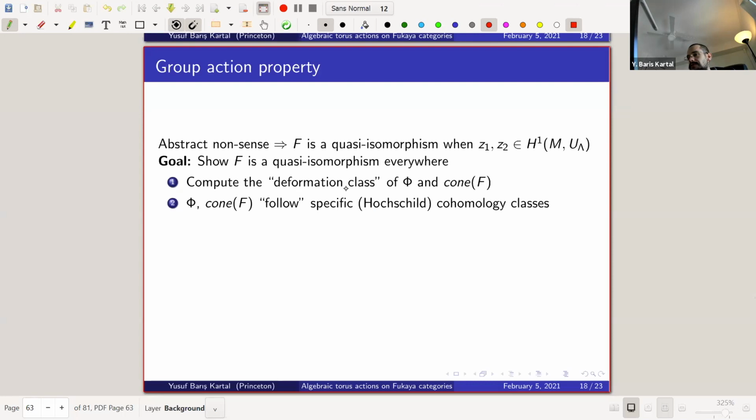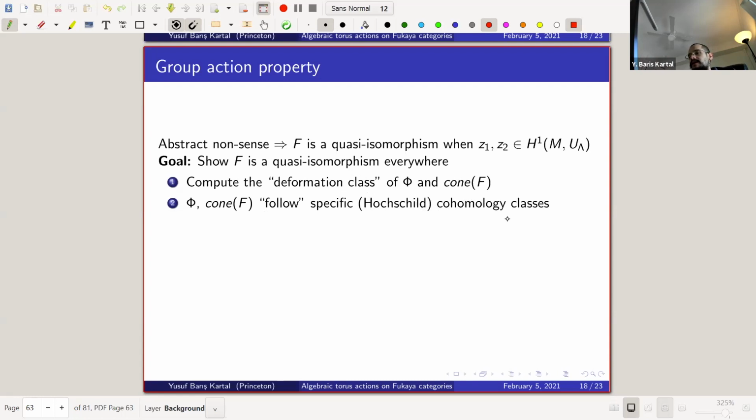Okay, so these two guys follow some specific cohomology classes. I mean Hochschild cohomology classes, but I bracketed the word Hochschild. Sorry, it's not because I wasn't sure. They follow Hochschild cohomology classes. It's just they come from actual cohomology classes in the way you would expect.